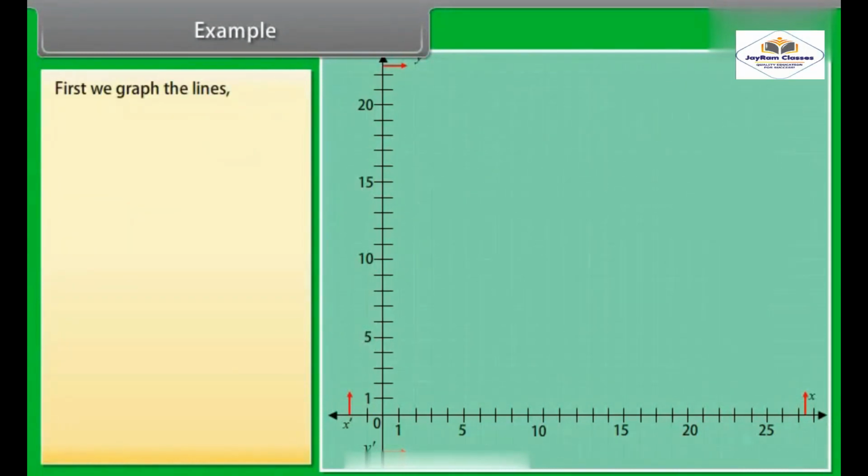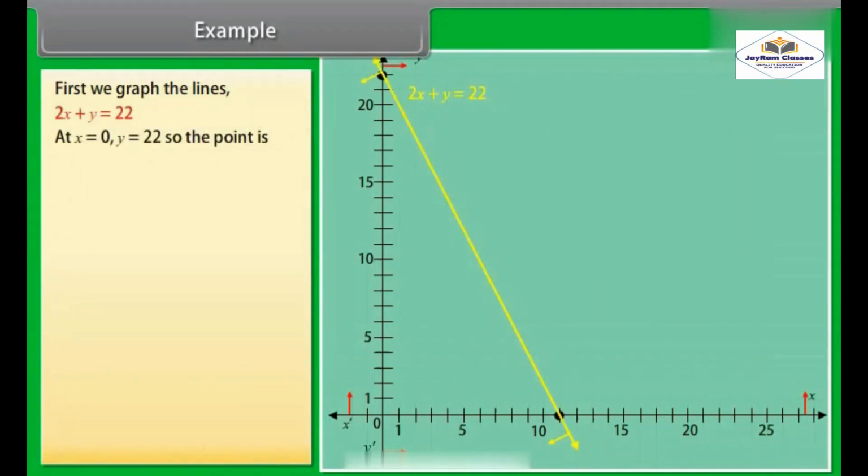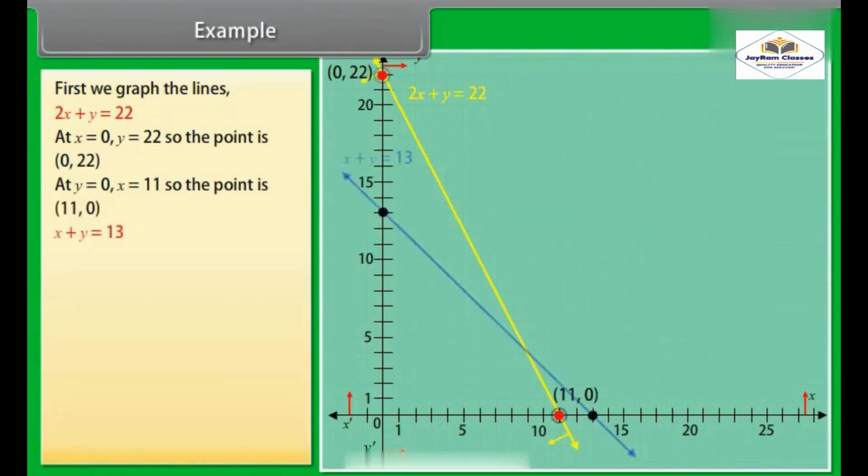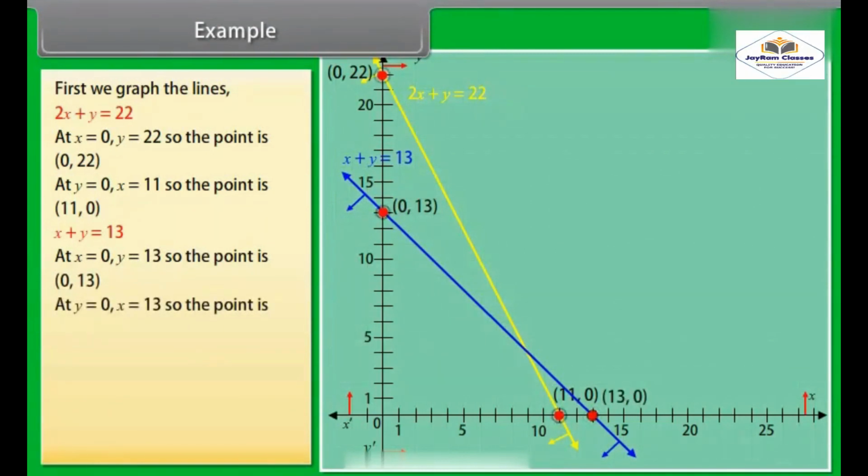First, we graph the lines as follows. 2x + y = 22. At x = 0, y = 22, so the point is (0, 22). At y = 0, x = 11, so the point is (11, 0). x + y = 13. At x = 0, y = 13, so the point is (0, 13). At y = 0, x = 13, so the point is (13, 0).